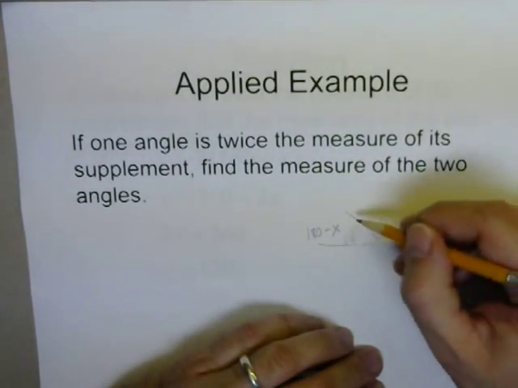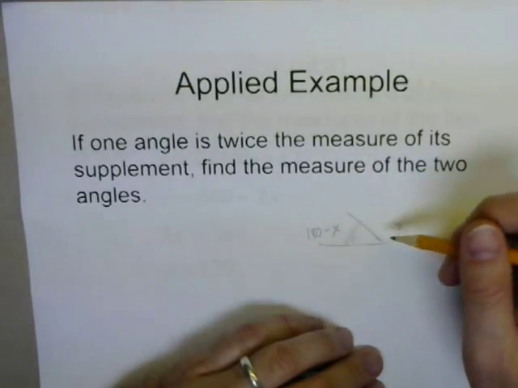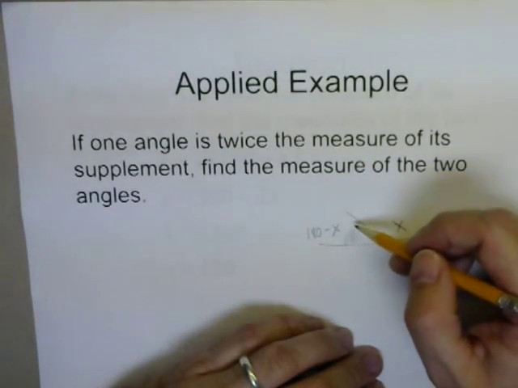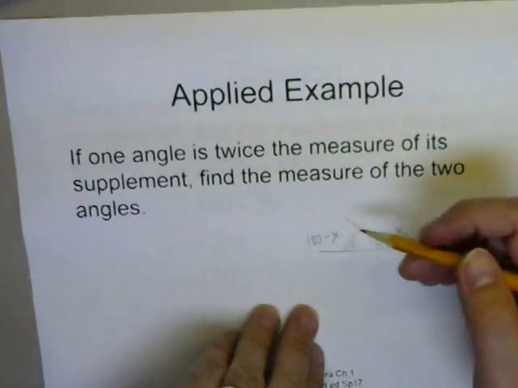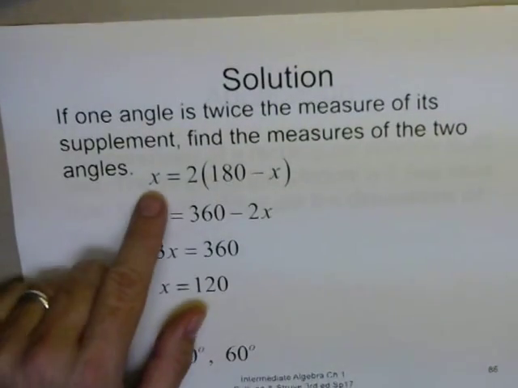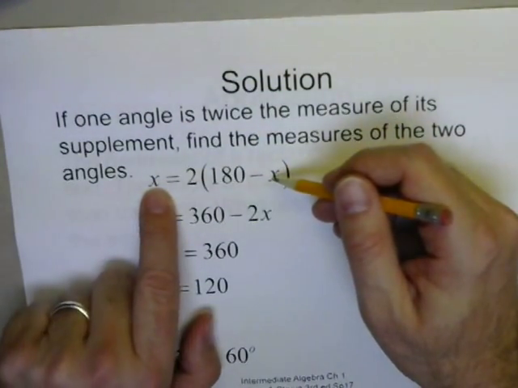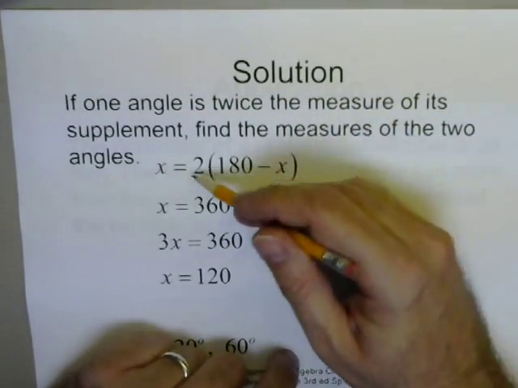And so it can be kind of hard to set this up because you might wonder, well, what do they mean by the supplement of the angle? That's all they mean, right? That if this angle is X, the other angle is 180 minus X. So if the first angle is twice the supplement, this would be your equation. So then just go ahead and set that up and solve.